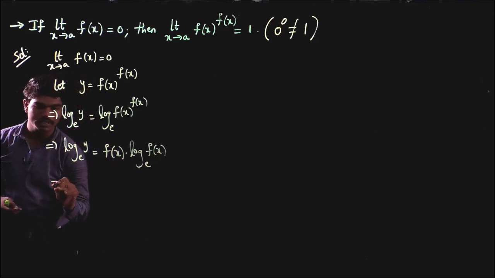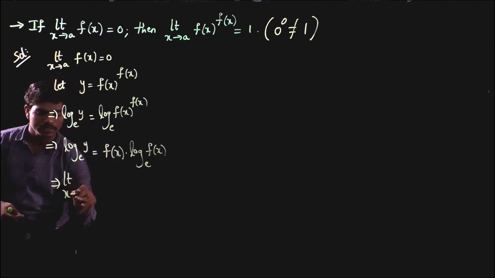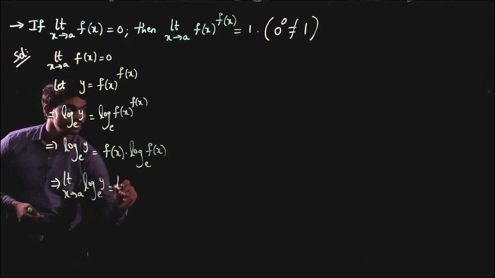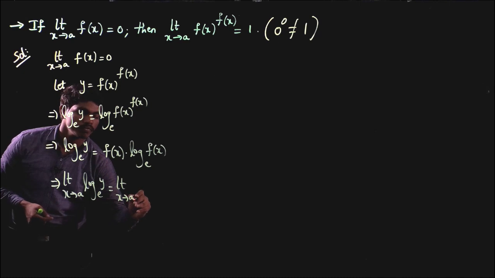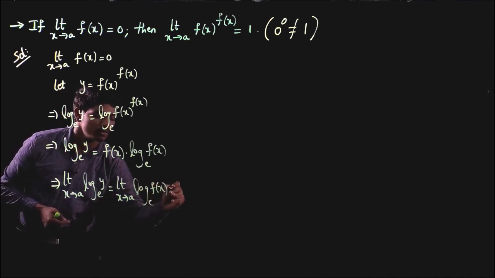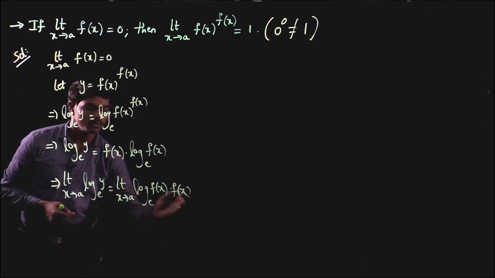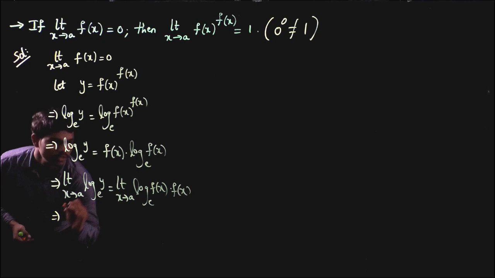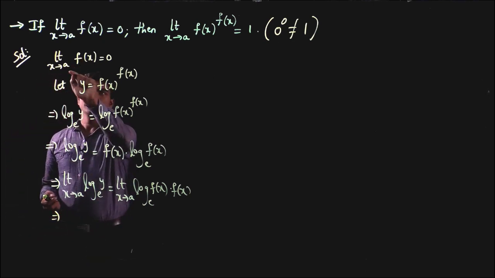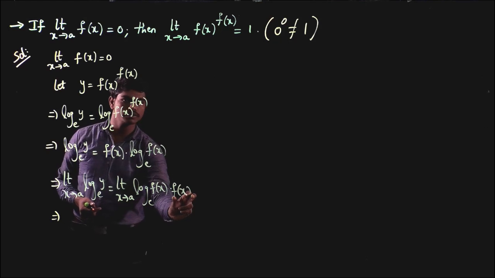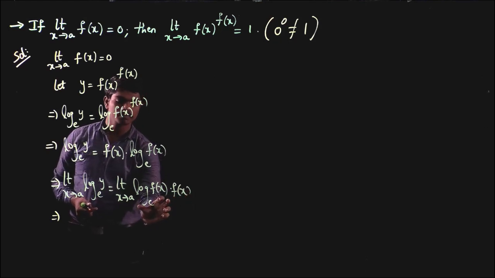Now let us try to apply limit on both sides of the equation. Limit x tends to a log y to the base e is equal to limit x tends to a log f of x to the base e into f of x, or f of x into log f of x to the base e, doesn't matter. So now this implies, see here, whenever this limit x tends to a f of x is tending to 0, then definitely this portion of f of x will give you 0. And what about this portion of the function?